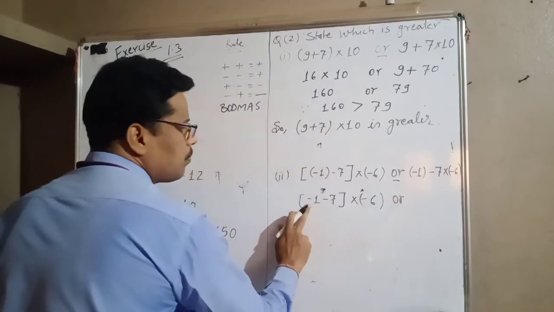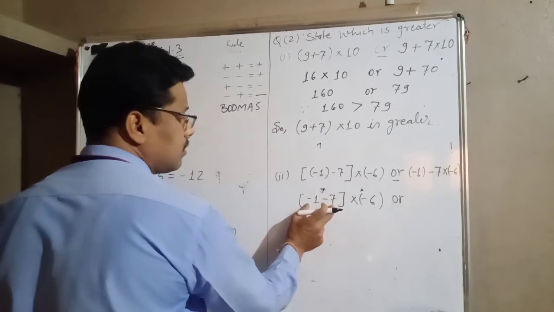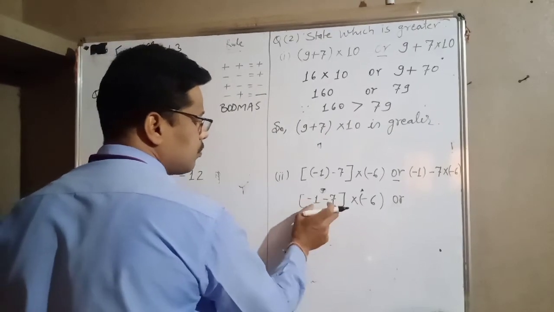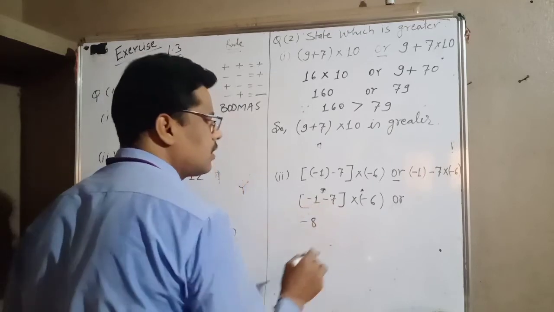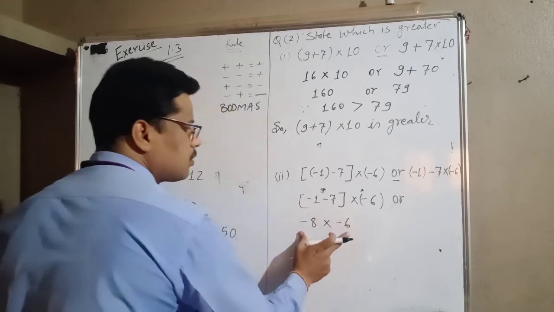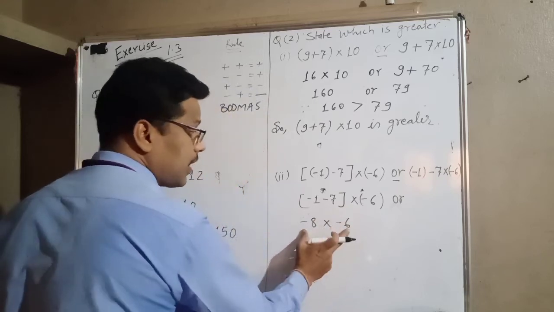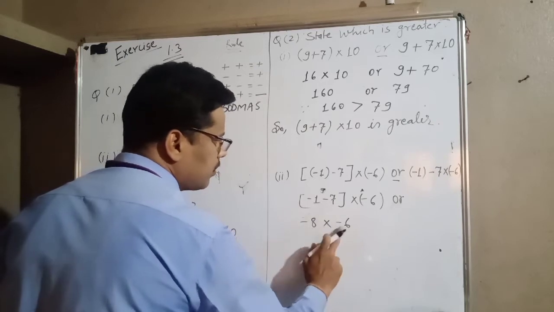Now minus 1, minus 7, both have the same sign, so both will be added. What do we get here? Minus 8 into minus 6. Now there are two integers and there is a product sign. Don't add, there's a multiplication sign. We are going to multiply.